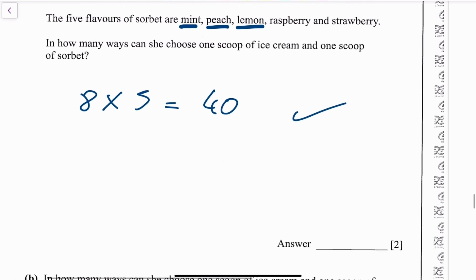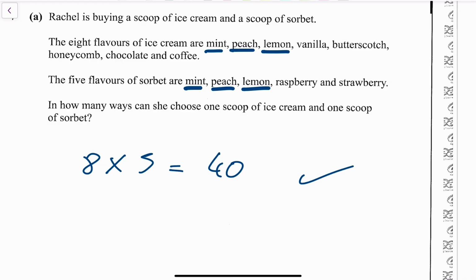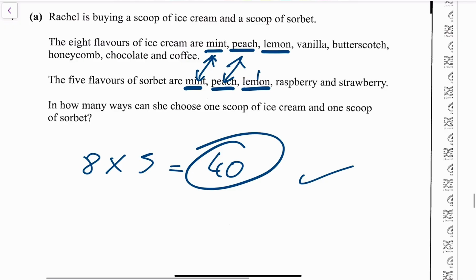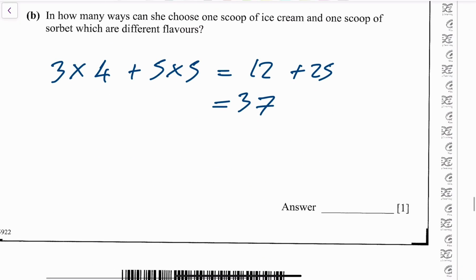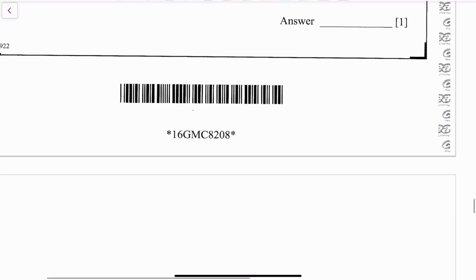Now, a smarter way of doing it, which I didn't think of, I have to say, would be you had 40 options in total, and then you just take away the mint and mint, peach and peach, and lemon and lemon. So, and this is probably a better way, you had 40 ways of doing it in total, and then the 3 which you aren't allowed, take them away, which again gives you 37. So I know which one is the easiest way of doing it, but I have to say that's the way I thought about it when I was doing it.